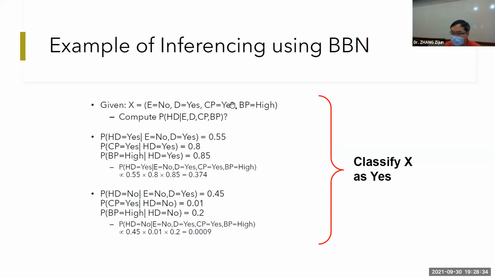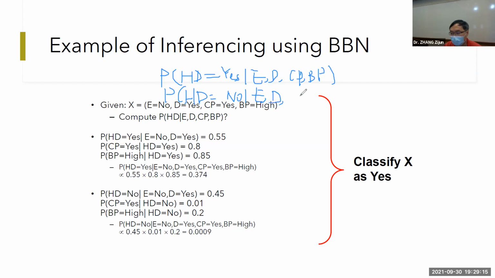Okay. So there will be 2 conditions, HD equal to yes and HD equal to no. So we need to compute P(HD equal to yes) conditioned on E, D, CP, BP, as well as we need to consider heart disease equal to no conditioned on E, D, CP, BP.